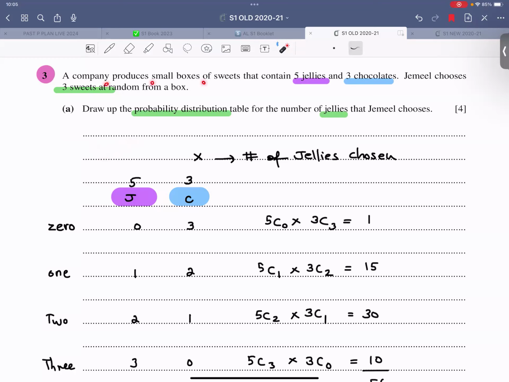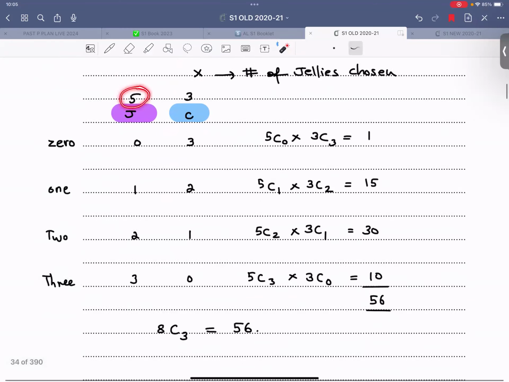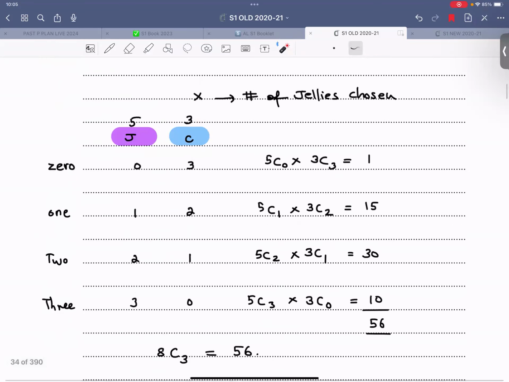A company produces small boxes of sweets containing 5 jellies and 3 chocolates. Jamil chooses 3 sweets at random from the box. Draw a probability distribution table for the number of jellies that Jamil chooses. X is the number of jellies chosen. 5 for jellies. So this is not Jamil. Jamil is selecting J for jellies, and 3 for chocolates. And then it could be 0 and 3, 1 and 2, 2 and 1, 3 and 0.